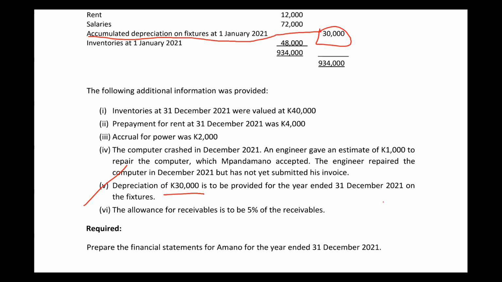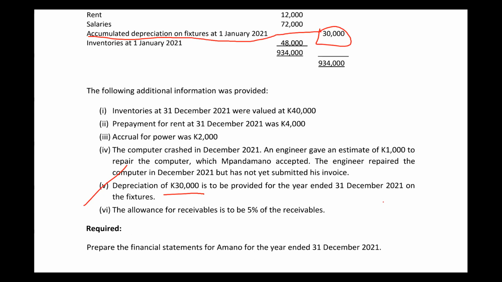Is that clear? Remember, under expenses, that's where you record depreciation. Depreciation is regarded as an expense, which is just the wear out of value of a fixed asset. When a fixed asset loses value, then you record that as a depreciation under expenses.